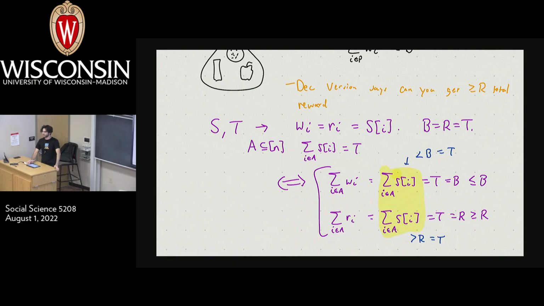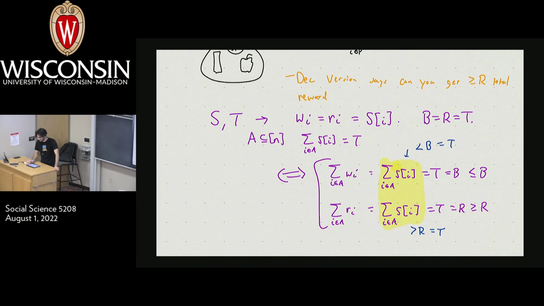Any other questions about this? Actually, I'm really lost. So you're forcing every weight and the reward to be equal? Yep. Okay. So we're defining the weights to be s_i, and we're defining the rewards to be s_i.